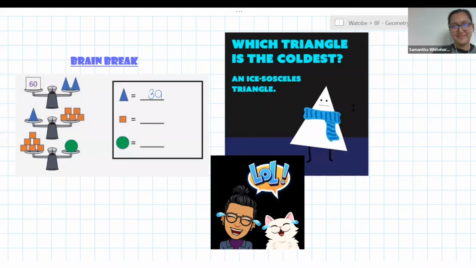Do you have an answer for the orange one? Yes, ma'am. Okay, tell me. So for the 2, since we know that the triangle is 30, those 5 orange boxes should all be equal and should give us an amount of 30. And the only way we could do that is with 6, because 6 times 5 equals 30. Awesome, well done.